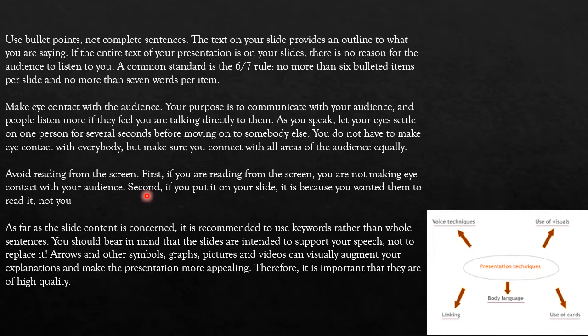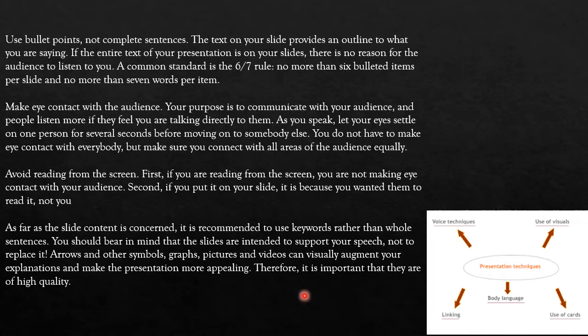Avoid reading from the screen. This is a very, very wrong habit of people, to read from the screen. The audience can see what's on the screen, but you have to speak something that is not present on the screen, or you have to correlate the data in such a way that they get a brief overview of what exactly you're talking about.